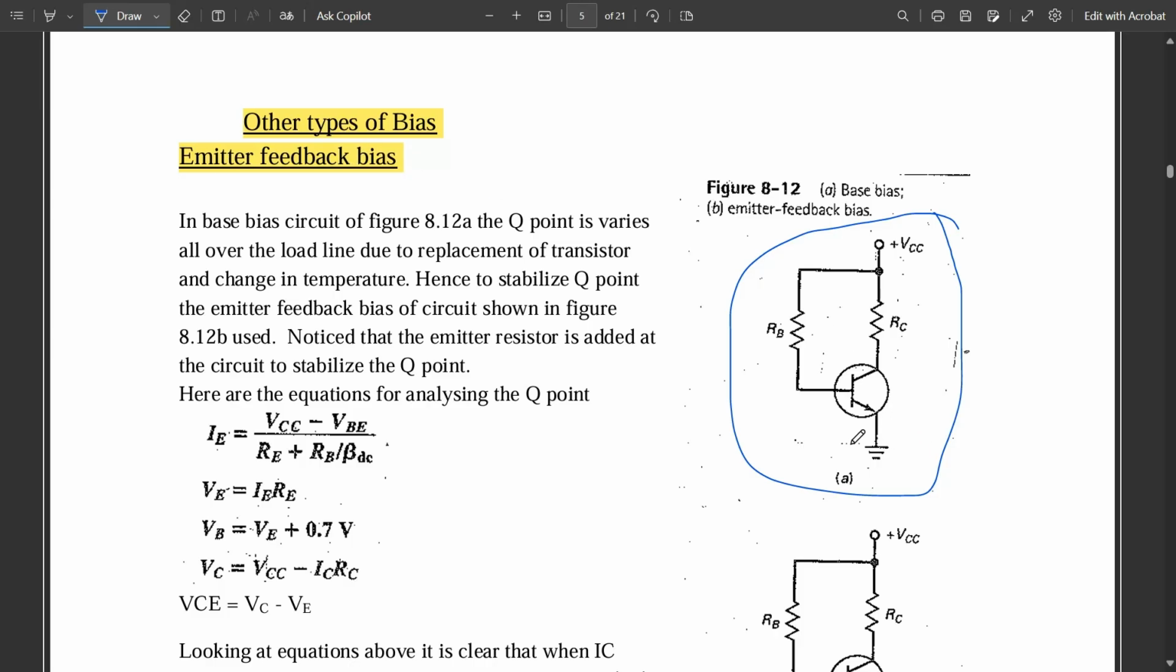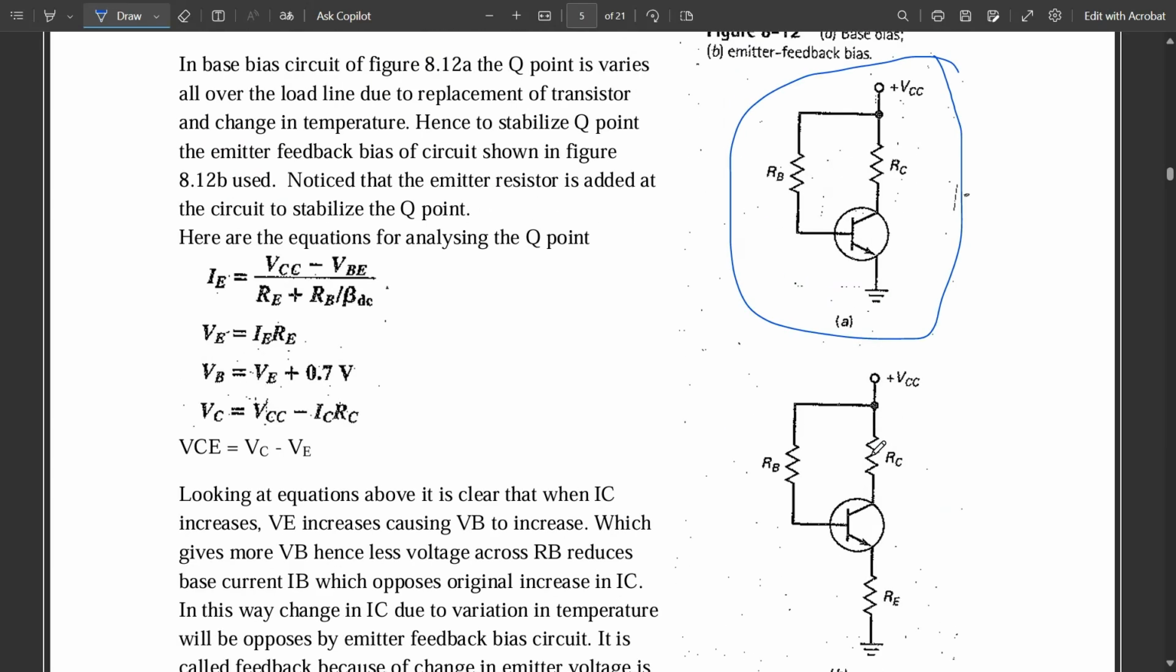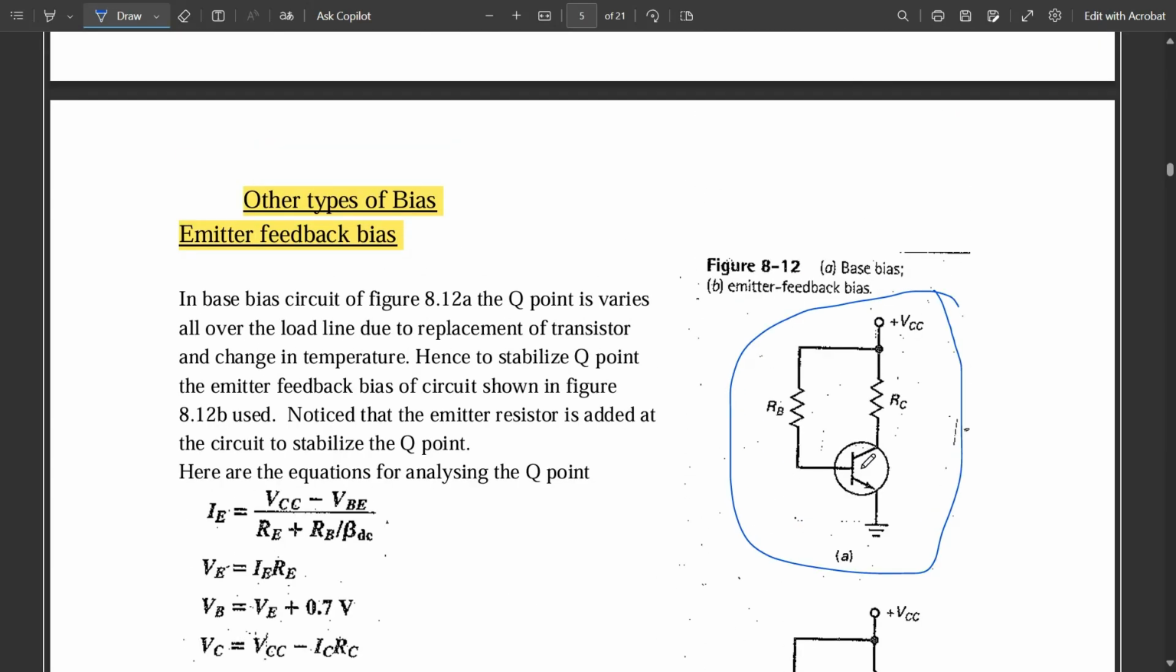The emitter is directly given to the ground here. Observe very carefully, the base resistor is directly given to the collector resistor. There is no emitter resistance, RE equal to zero in this case, so that's why it is named as emitter feedback bias.